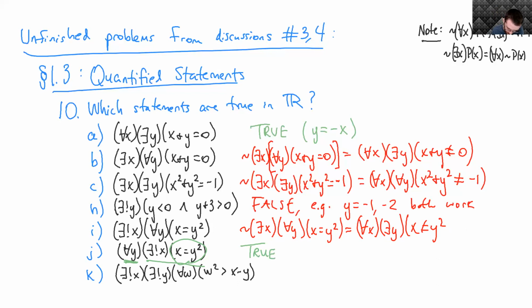Okay, I'm not going to spend a whole lot of time justifying that like I have been. Let me erase this. But hopefully that's clear. And then the final one, there exist unique x and unique y such that for all real numbers w, w squared is greater than x minus y.